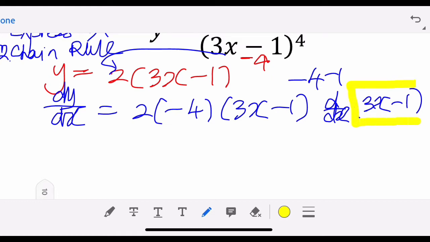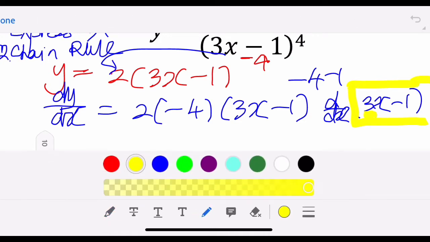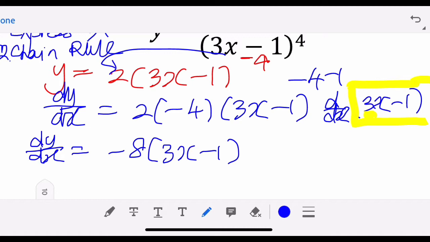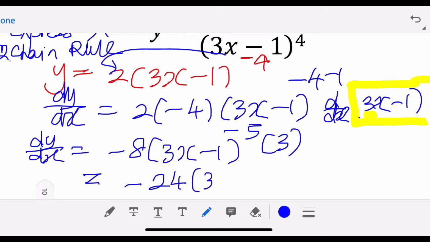Okay, so now I just want to highlight to you, many students tend to forget the second part: differentiate in the bracket. If you differentiate 3x, you will get 3, right? You differentiate any number with x, you get that number. Example kx, you will get k. So now we simplify, becomes negative 8 times (3x minus 1) to the power of negative 5. And then there is a 3 because we differentiate 3x minus 1.